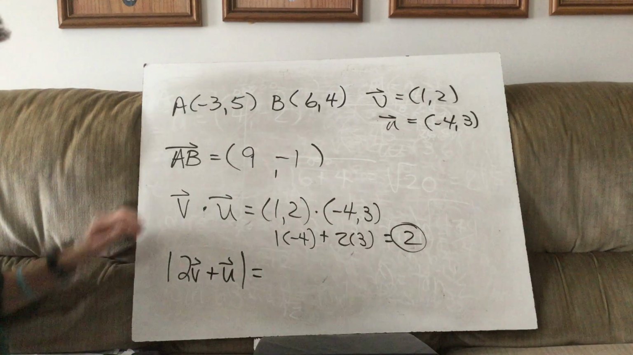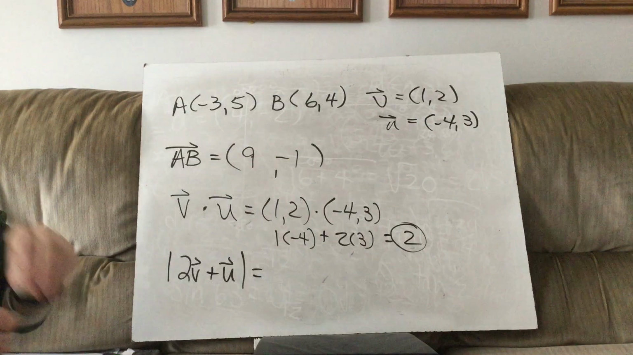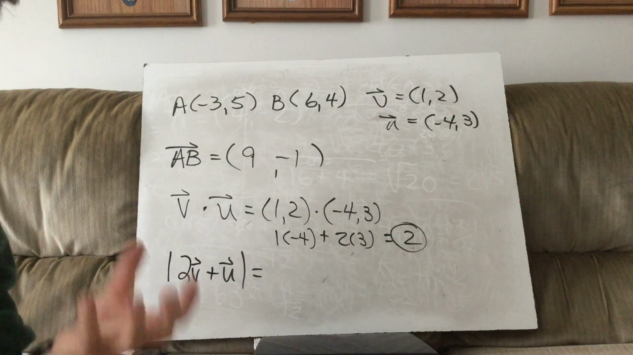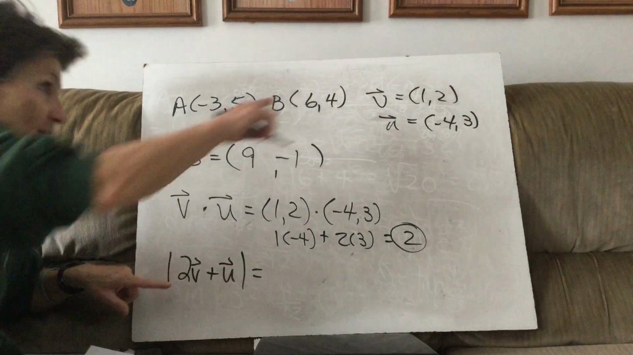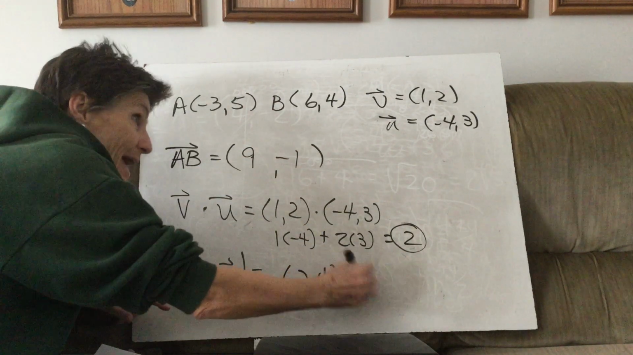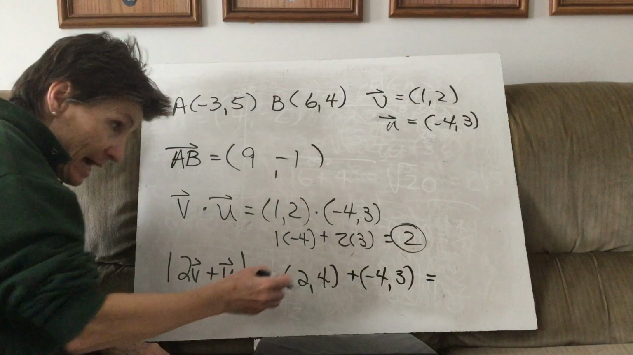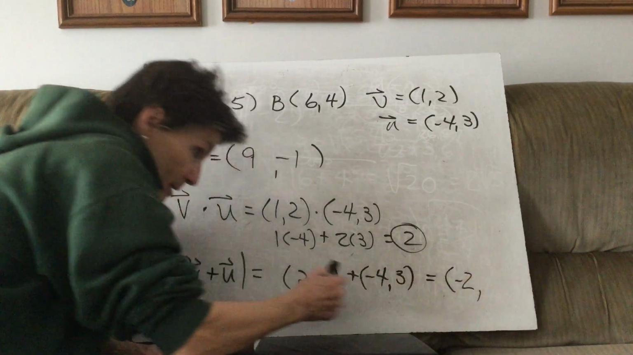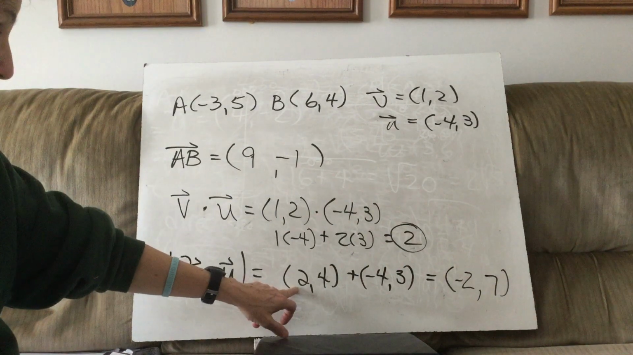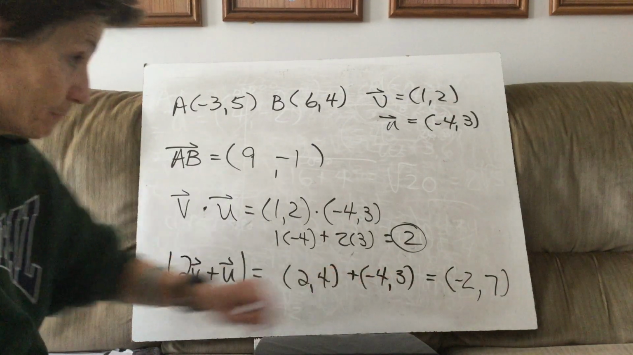Now, this is a big problem. There's a lot to do here, but it's easy. Remember that the absolute value, the magnitude, kind of functions like parentheses. So you got to do what's inside the parentheses first. So we're going to take 2 times v, which would be 2, 4. And we're going to add u to that. So when we add the x's, add the y's. So here's 2v, there's u, and I'm adding x plus x, y plus y.